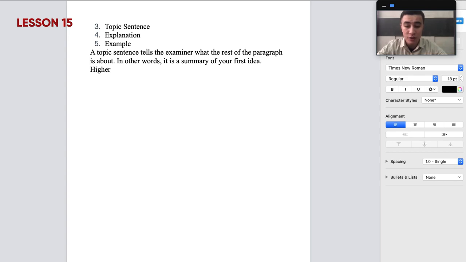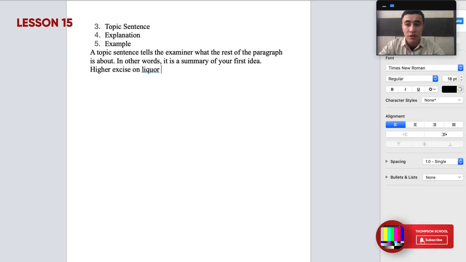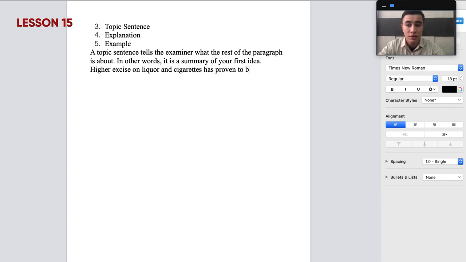So, higher excise on, instead of writing alcohol and tobacco, I'm going to write liquor and cigarettes has proven to be successful at curbing the harm caused by these substances. Okay, so this is going to be our topic sentence.